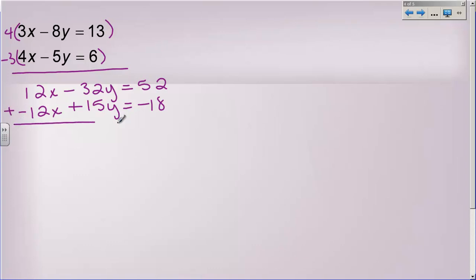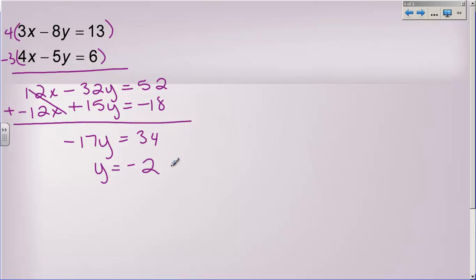Add these together. Your x's cancel. Negative 32 plus 15. So I have negative 17y equals 34. So when I divide, y is going to equal negative 2 again.